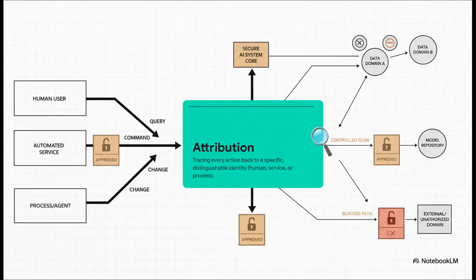Pillar number 1 is attribution. What does that mean? It means every single action, every query, every command, every little change has to be tied directly back to a unique, identifiable source. It could be a person, sure, but it could also be an automated service or another process. The one thing it can never be is anonymous.